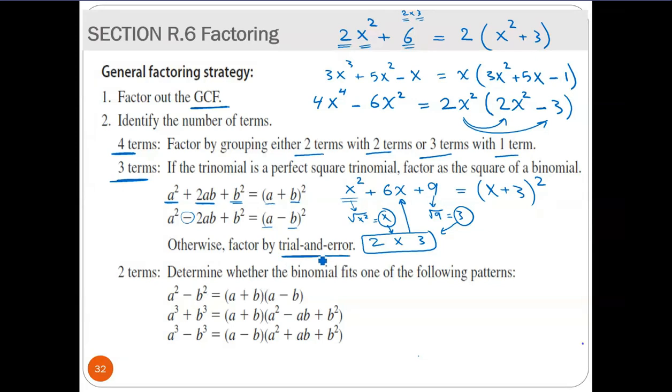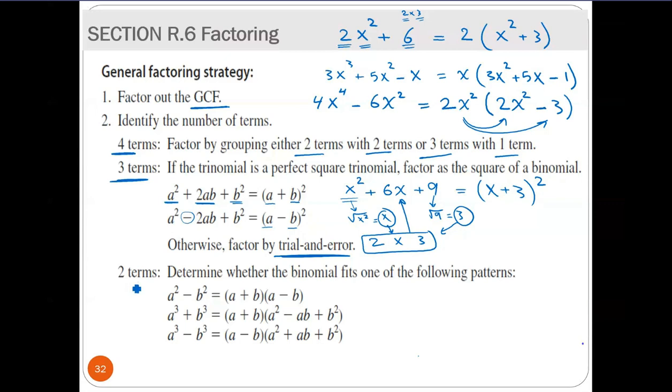Otherwise, Doctor, we must try and error. Try and error and put the 2 brackets, x here and x here. We can find the 2 numbers whose product and addition give the coefficient of x and the number.